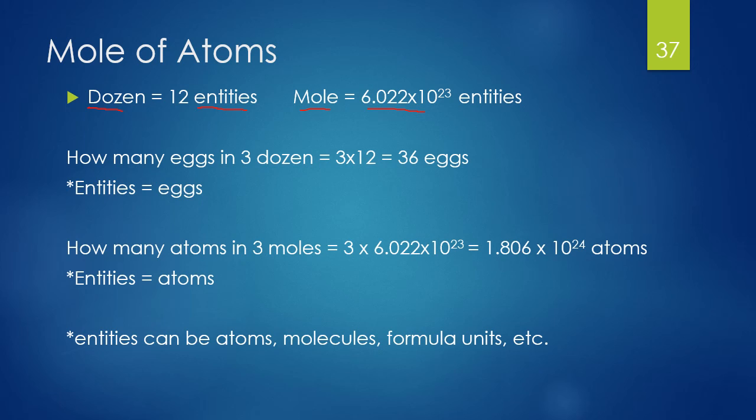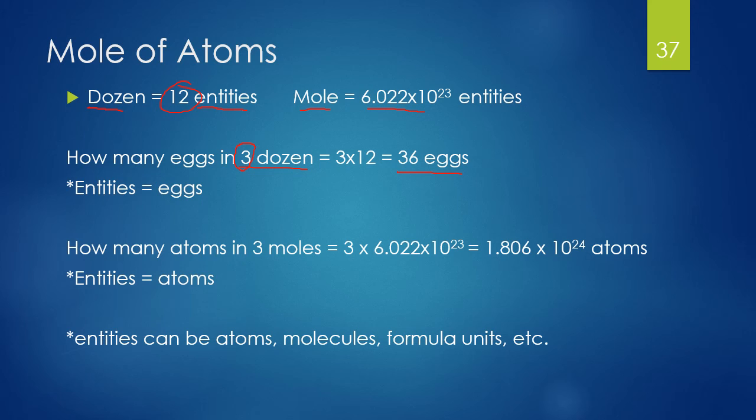So if I were going to calculate how many eggs were in 3 dozen, to figure that out, I would take 3 and multiply it by what the word dozen means. And we just said dozen means 12. 3 times 12 tells me there are 36 eggs.